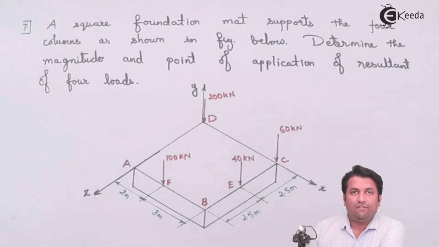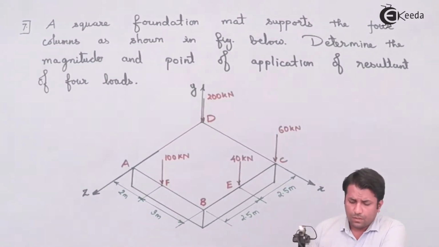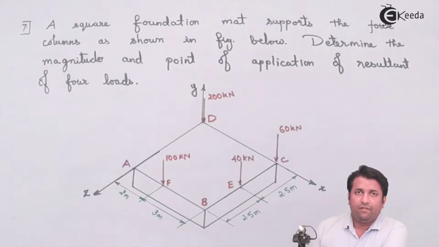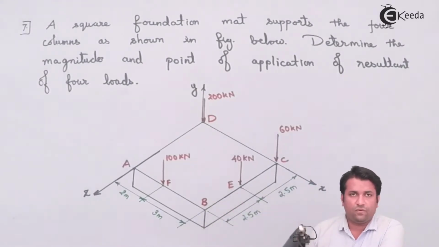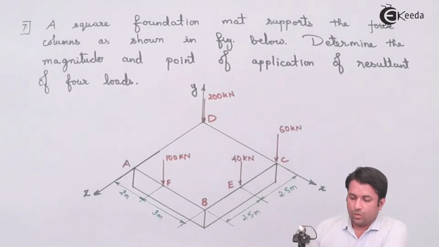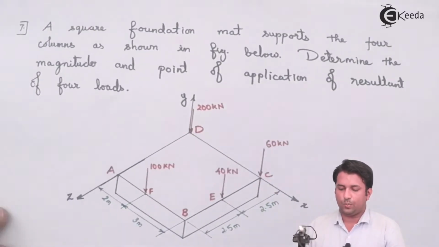For that, we will have to use Varignon's theorem. Varignon's theorem states that the resultant moment will be the same as the moment of all the four forces acting about the same point. So now in this case, I'll quickly write the resultant vector.